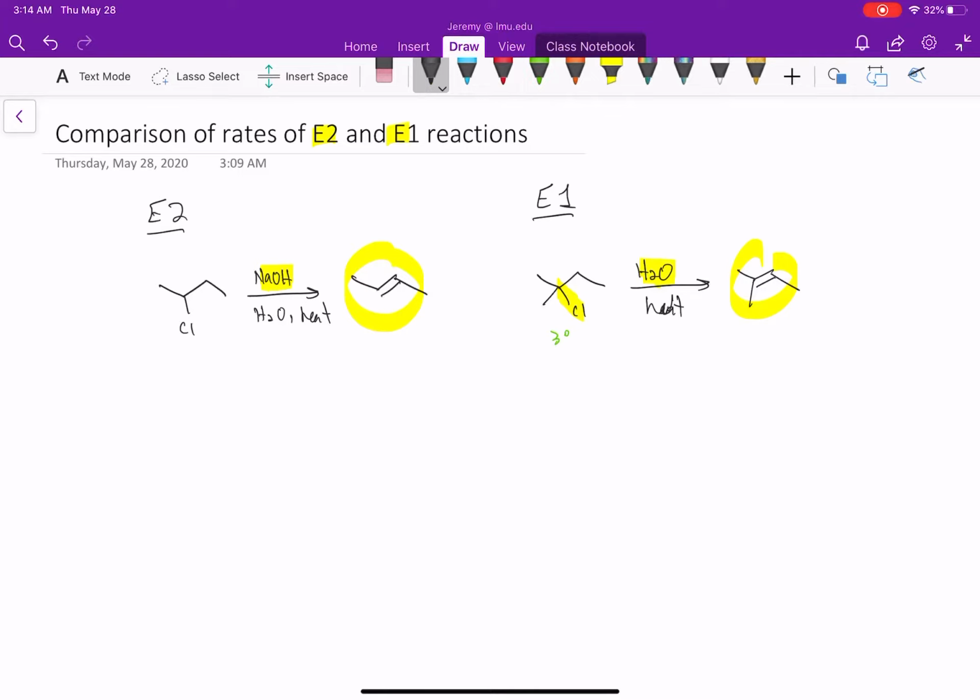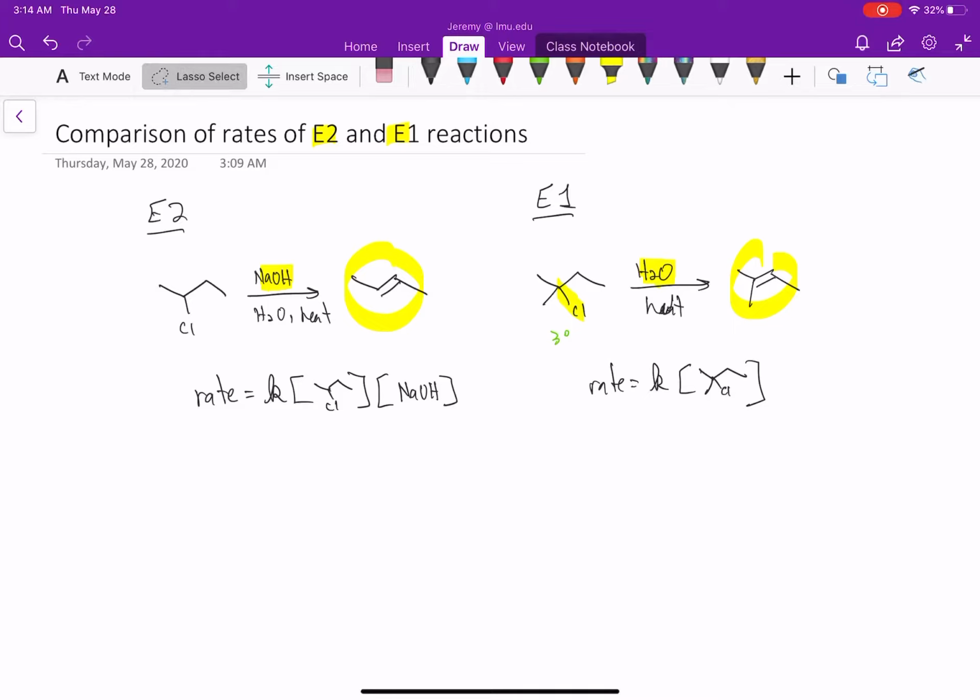So let's write our rate laws for these. For the E2, it's second order. The rate is determined by the rate constant times the concentration of my alkyl halide times the concentration of my base. For the E1, our rate is equal to our rate constant times just the concentration of my alkyl halide. Again, rate refers to the speed of the reaction. So let's do a little thought experiment looking at this.